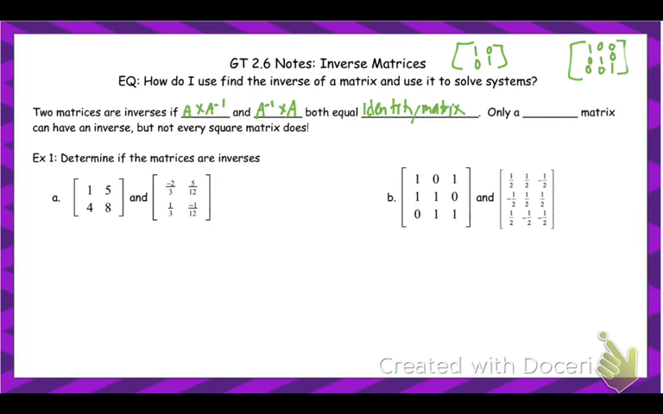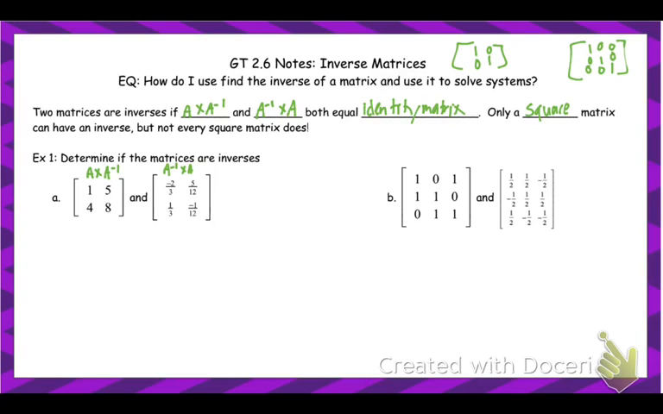Now, when it comes to finding the inverse of a matrix, only a square matrix can have an inverse because it's based off of the determinant, but not every square matrix will have an inverse actually. So let's look at this first example. We're just going to determine if these matrices are inverses. What we'll do is A times A inverse and A inverse times A, and figure out if both of those equal the identity.